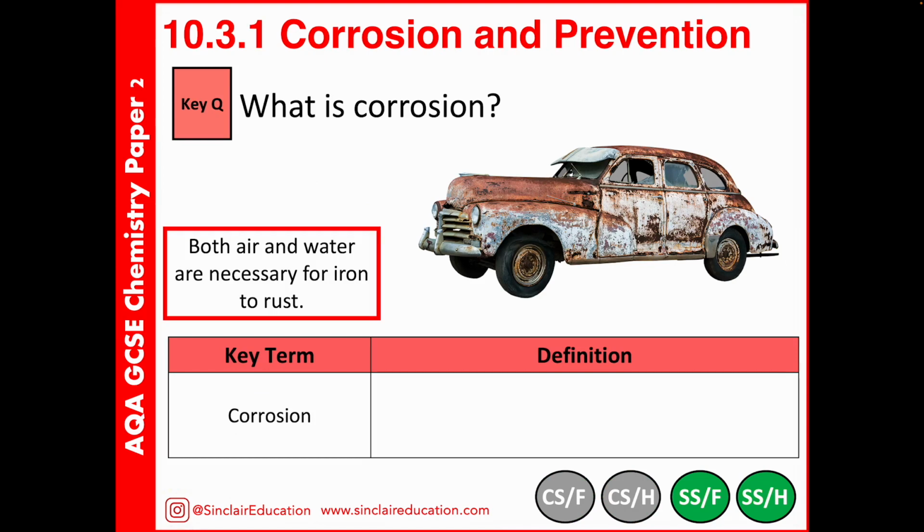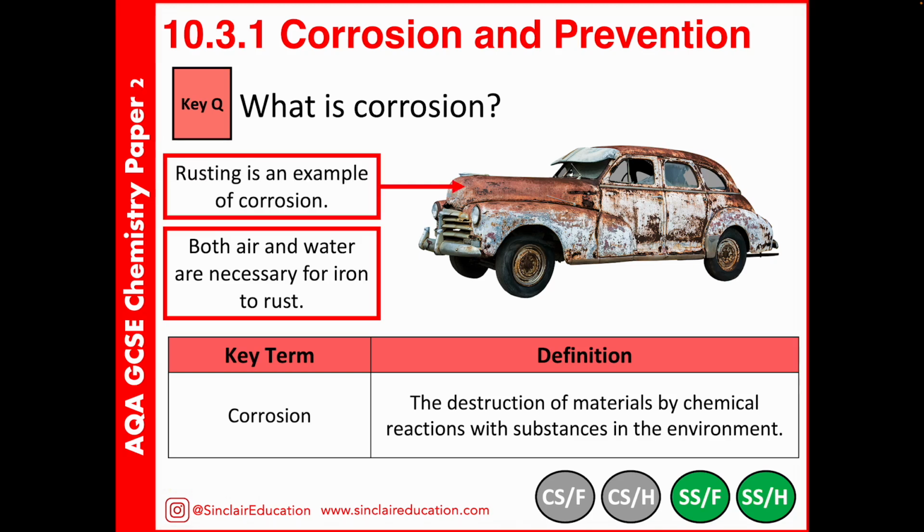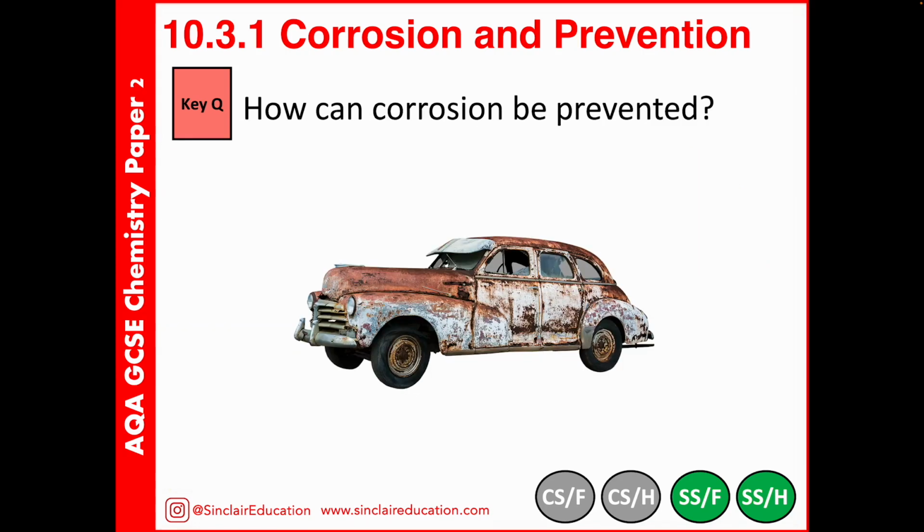For separate sciences, we need to know what corrosion is. This is the destruction of materials by chemical reactions with substances in the environment. Rusting is an example of corrosion. Now, for rusting to occur, we need both air and water. But it is, as I've said, an example of corrosion.